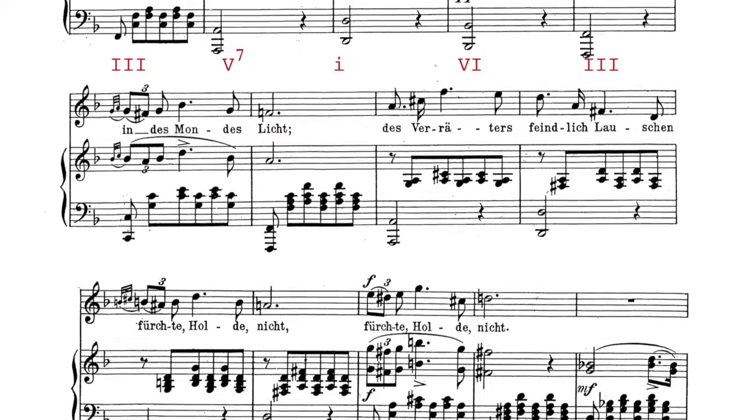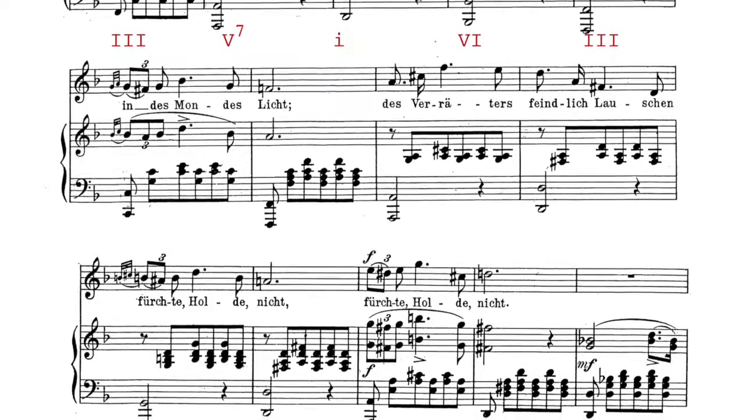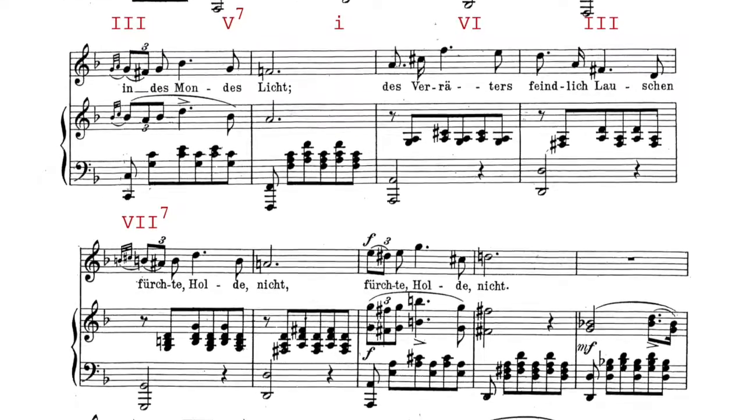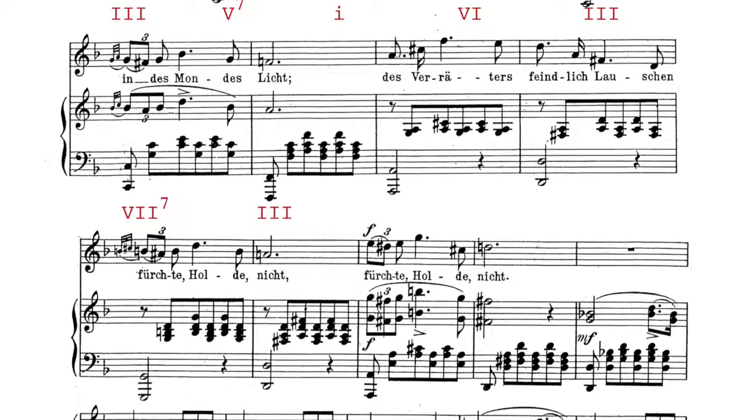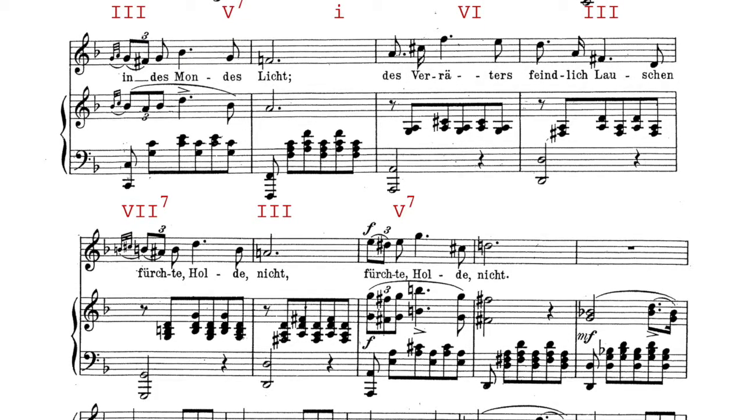I do expect accidentals in a minor key. In D minor, I expect C sharps, and I even know what to do with B naturals from the melodic minor scale. But what am I supposed to do with these F sharps?